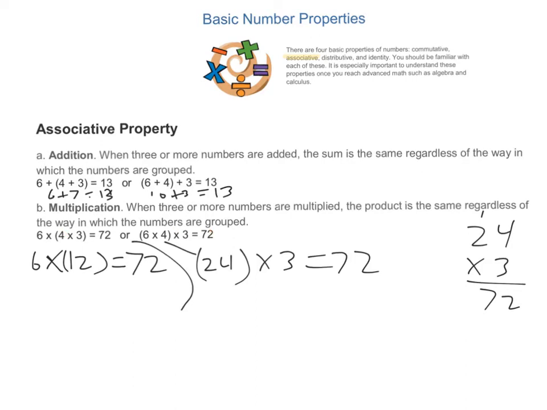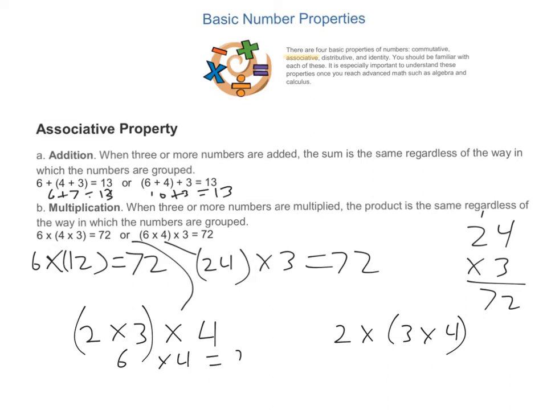So let's do another one. Let's do 2 times 3 times 2. No, let's make that harder. 2 times 3 times 4. I'm going to group this, and then I'm going to group it the other way. So when I'm solving, this becomes 6 times 4, which equals 24. This one, that's 12. 2 times 12 equals 24. With 3 numbers being multiplied, it doesn't matter how they're grouped.